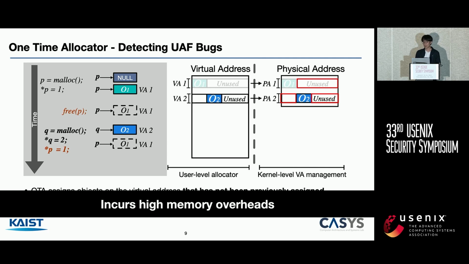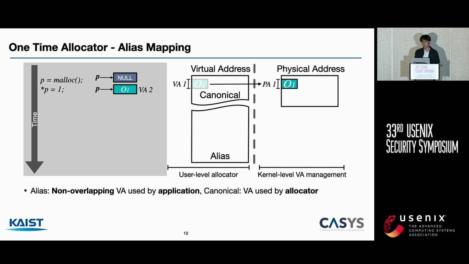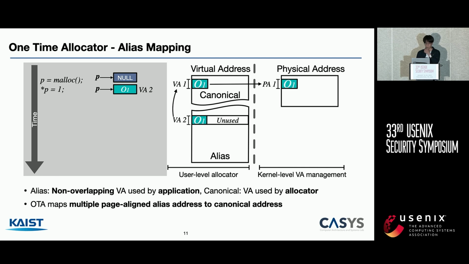To mitigate this overhead, we can use a technique known as alias mapping. In alias mapping, the virtual address is divided into two parts. The first one is the canonical virtual address space, which is used by the allocator itself, and the second one is the alias virtual address space, which is used by the applications. If the application allocates memory, the one-time allocator first assigns a non-overlapping page-aligned memory from the alias address space and maps the alias virtual address to the canonical virtual address.